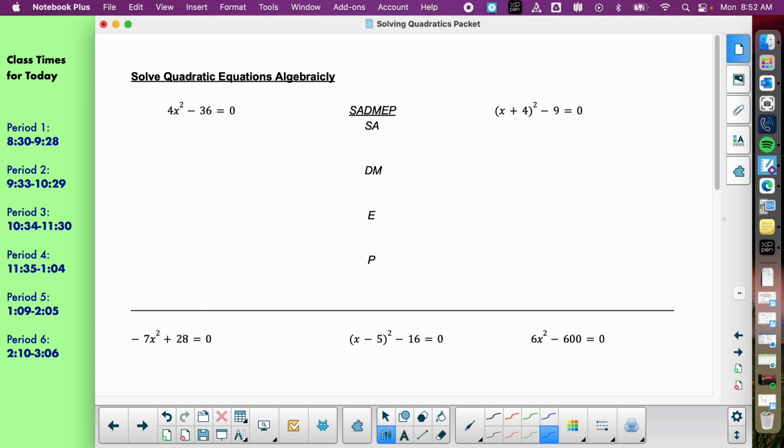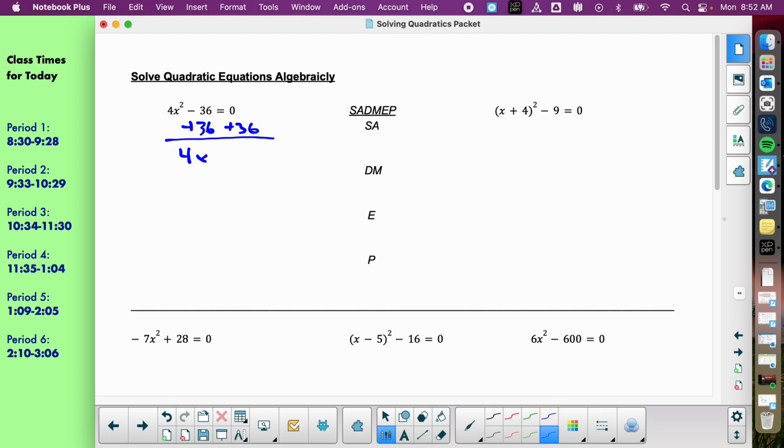Mason? What would I do first if I'm trying to solve by doing the opposite up here? Okay, add 36 to both sides.